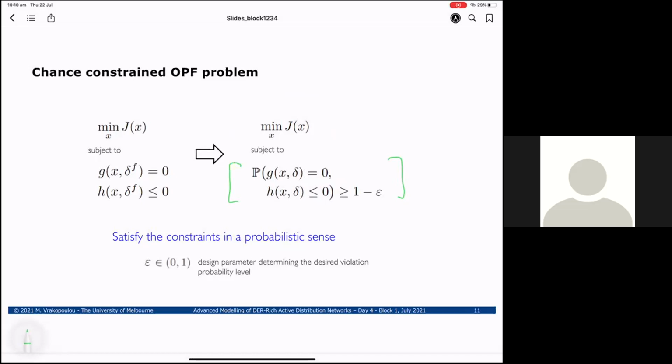So you have your constraints that initially were to be satisfied in a robust way, but now we are relaxing them by saying that these constraints are going to be satisfied with a probability at least bigger than 1 minus epsilon. They write it this way in many manuscripts. Epsilon is a design parameter and determines the desired violation level of the probability. So you can imagine that if epsilon is very small, you end up going to your robust problem, right? If epsilon is very small, you want this to be satisfied with probability 1.